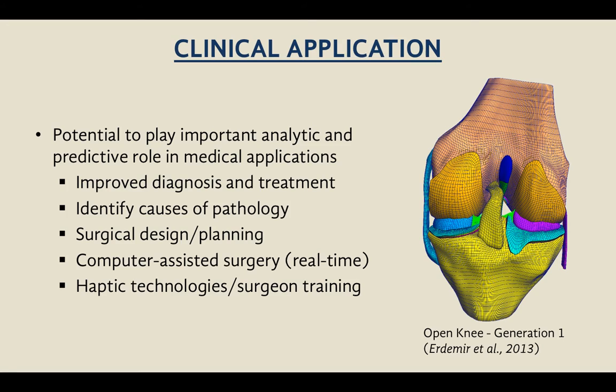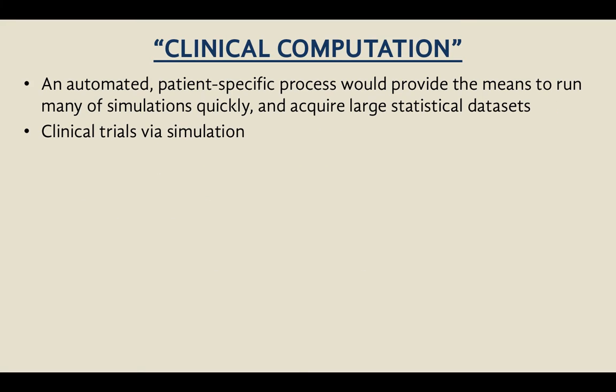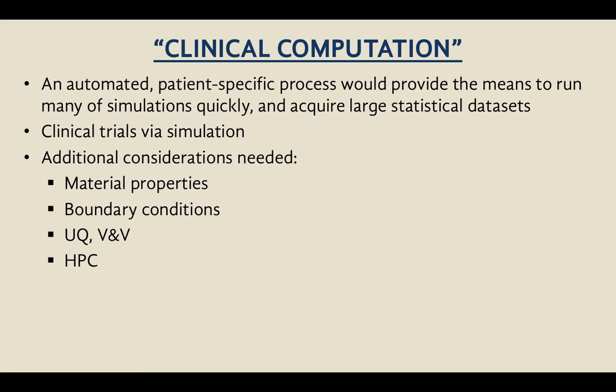We're not quite there where we could just automate that process, but once we get there, which is inevitable, I think we can do some really interesting things, such as quickly producing large data sets. And the dreamer in me thinks about running clinical trials through simulation. There's a lot of things that need to be improved before that. We need better material property characterization. We need to automate a process for applying boundary conditions, certainly uncertainty quantification, verification, validation, and even high performance computing to speed up simulations, not just to run large problems, but to speed up smaller problems would be of use.